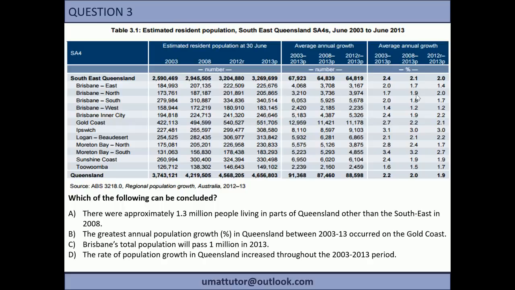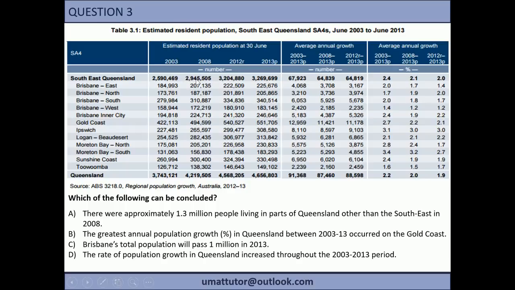So with all that in mind, let's look at the question and then the answers. Which of the following can be concluded? Option A, there were approximately 1.3 million people living in parts of Queensland other than the southeast in 2008. The first step to working out if this is correct is appreciating that the total population for southeast Queensland is shown here, and given we're looking at 2008, the number we want here is 2.9 million.